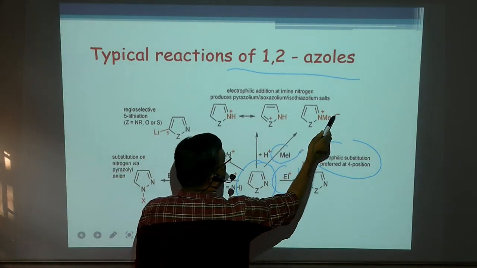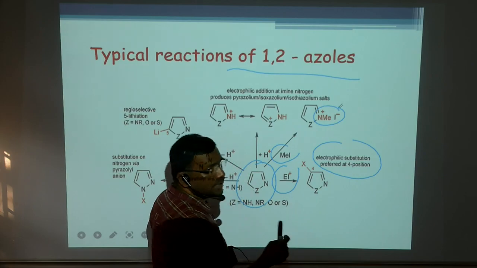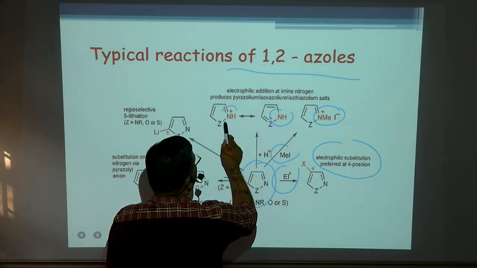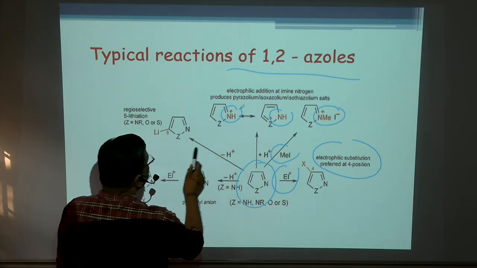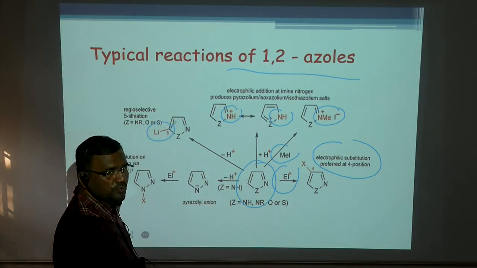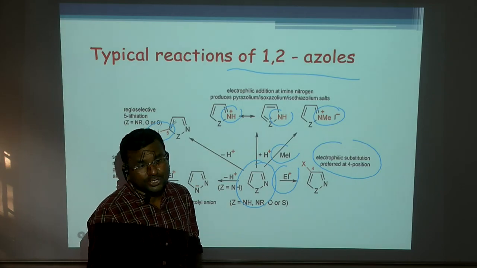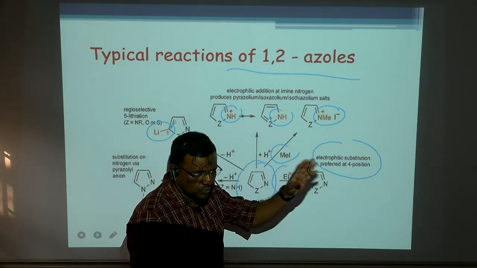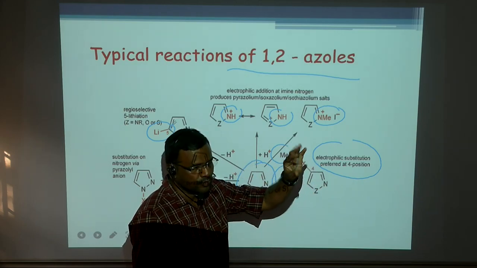Methylation takes place at position number 2. That is, the imine nitrogen gets methylated. Protonation again takes place at the imine nitrogen. Lithiation takes place at position number 5. If you remember, in case of 1,3-azole, lithiation takes place at position number 2.